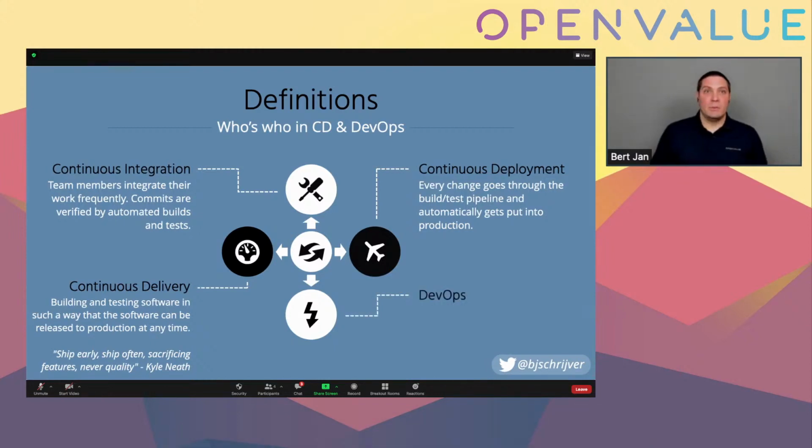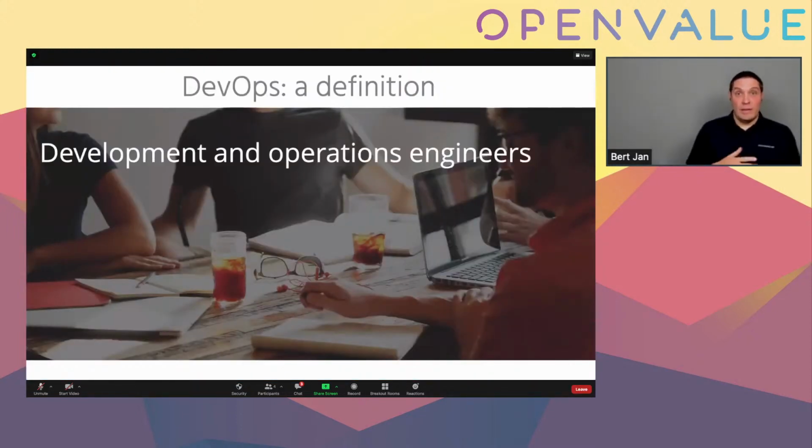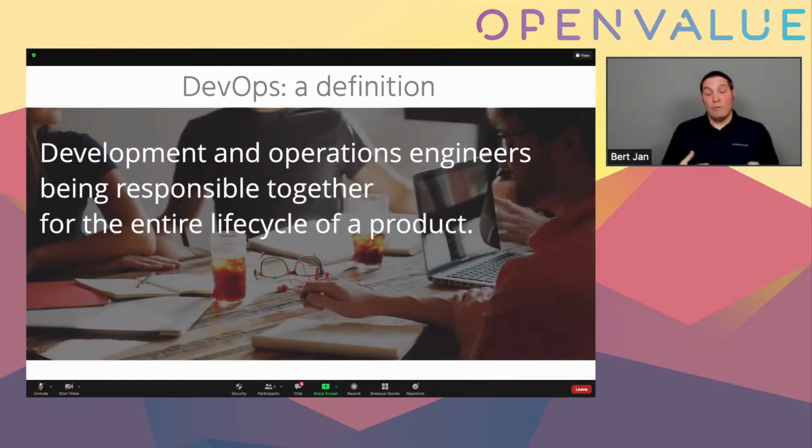And then DevOps. What is DevOps? It's kind of hard to find one coherent definition of DevOps, so I have a couple for you. So you could say that it's about devs and ops being responsible together. So it's about taking responsibility as a team for the entire life cycle of a product. So it's about being responsible for moving from idea in your head to working software in production.